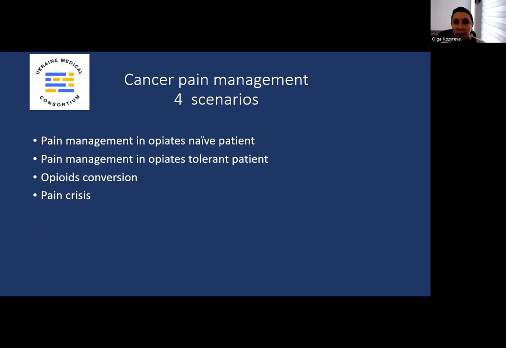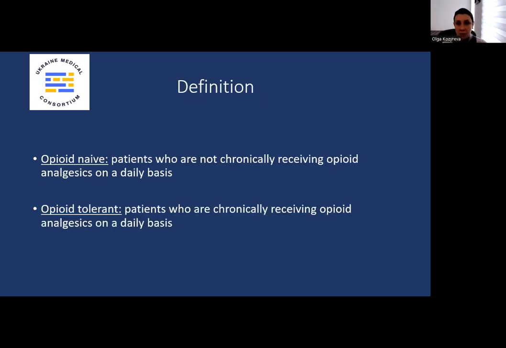So now I would like to go over some cases, and if you can, help me, would be great. So we'll chat about pain management in opiate naive patients, pain management in opiate tolerant patients who already use opiates, and we'll talk about opiate conversion and pain crisis. Definition: an opiate naive patient is not chronically receiving any opiate therapy on a daily basis, and an opiate tolerant patient chronically receives some opiate analgesic on a daily basis.